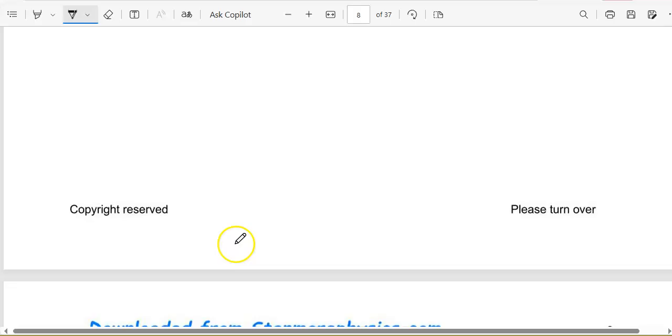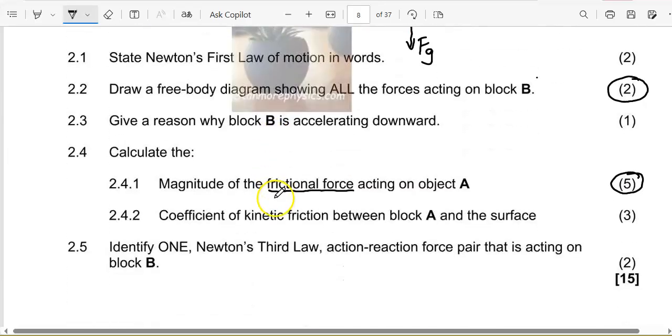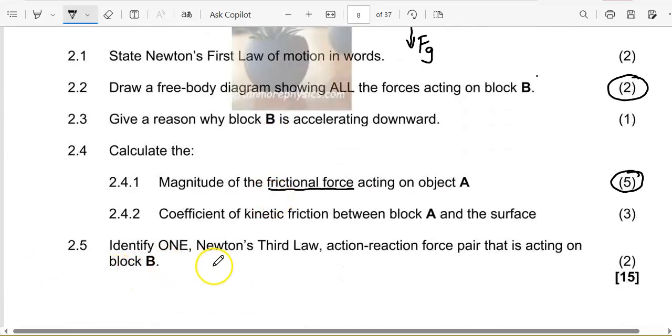Is this the same? Yeah. So now tell me, work on this 2.5. Tell me what is the answer for 2.5. They say identify 1 Newton's law, action-reaction force that is acting on block B. Do you know which one it is? Do you know what is action-reaction? Let's start there. Yeah. Okay. So which one is the action-reaction force pair?